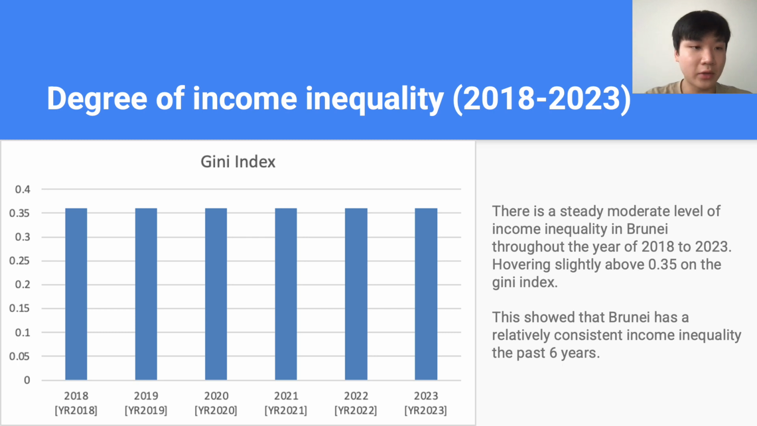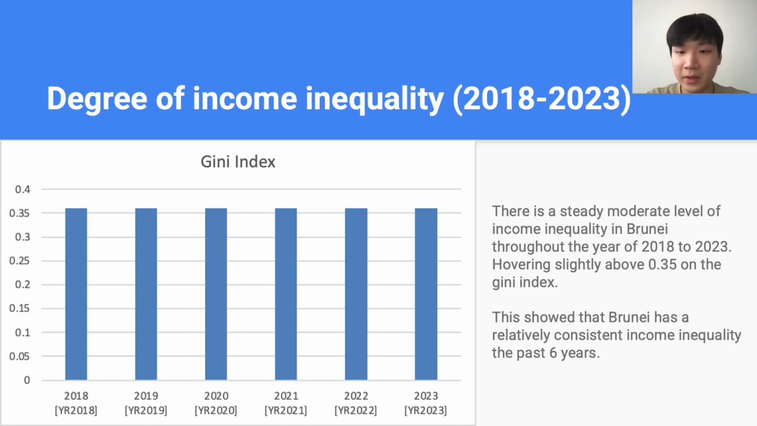Lastly, I will be talking about the degree of income inequality for Brunei from 2018 to 2023. From the graph, we can tell that there's a steady, moderate level of income inequality in Brunei throughout the years, hovering slightly above 0.35 on the Gini index. This is because Brunei has a generous social welfare program.